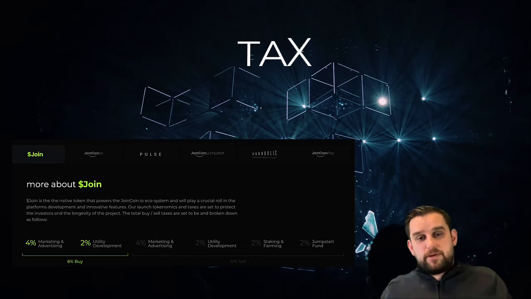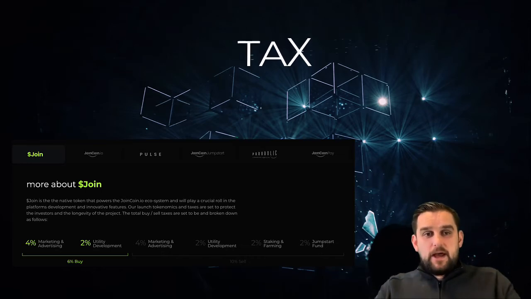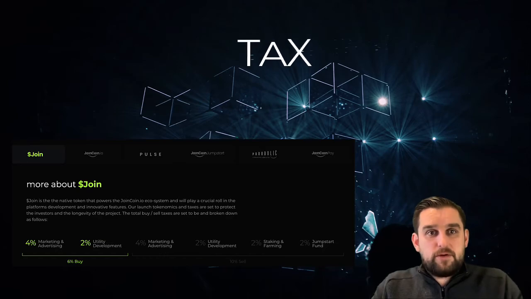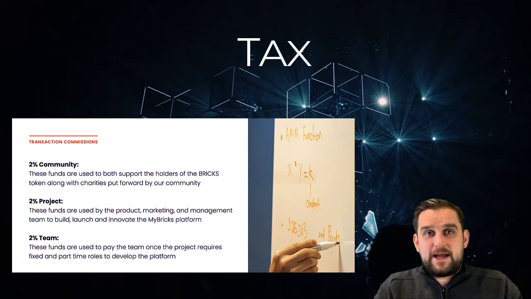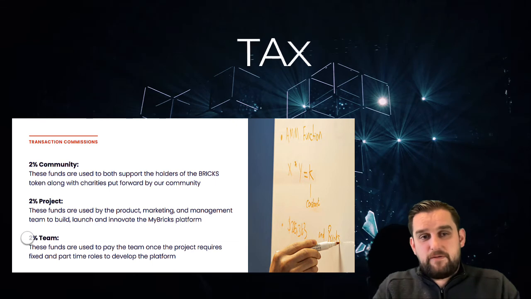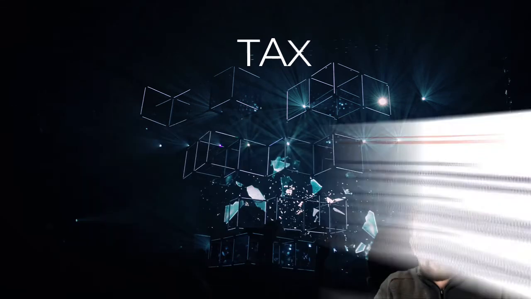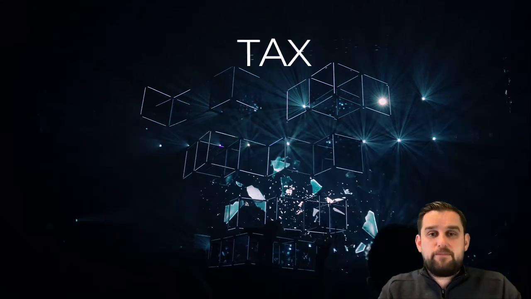What the project does with that tax depends. A particular project with a 6% tax might divert that tax to different wallets. They might use 2% for marketing, 2% for wages, and then 2% for the community, so it might be giveaways and prizes and stuff like that. So the smart contract will determine how that tax is split and sent to different wallets, etc.